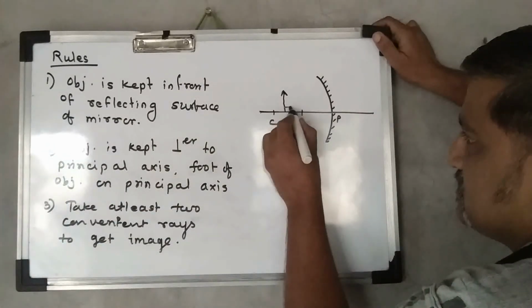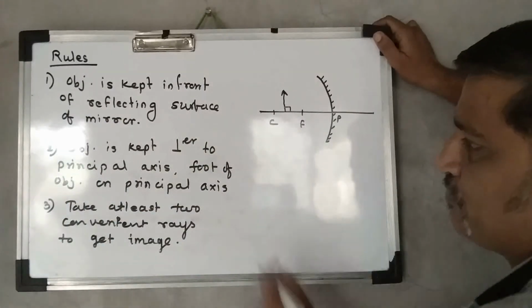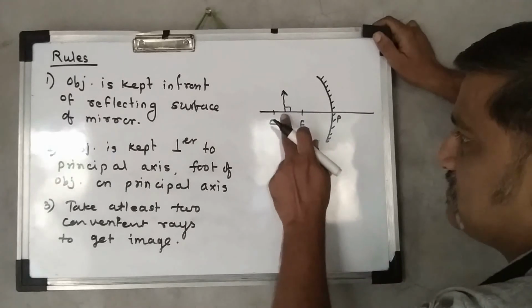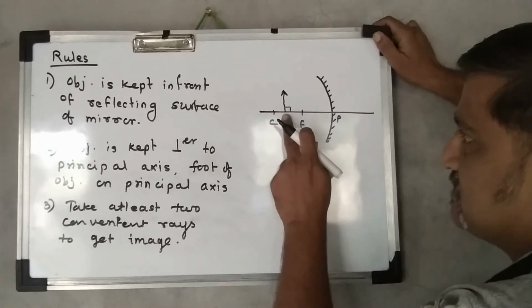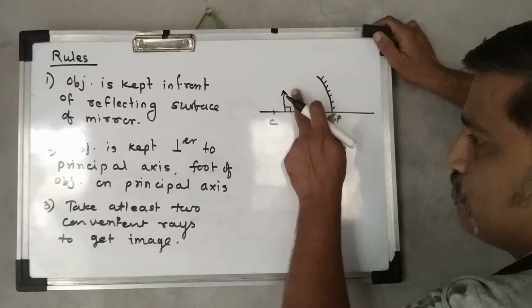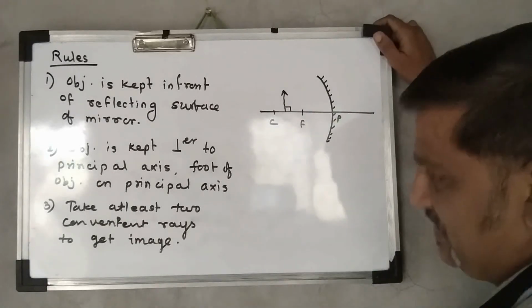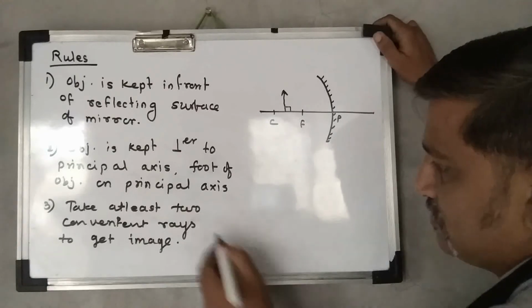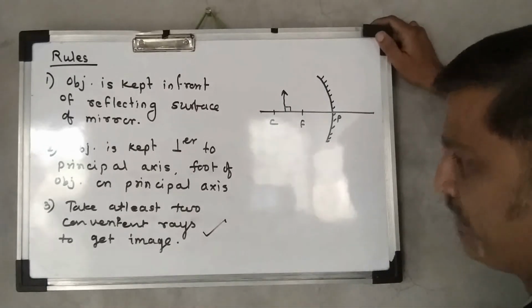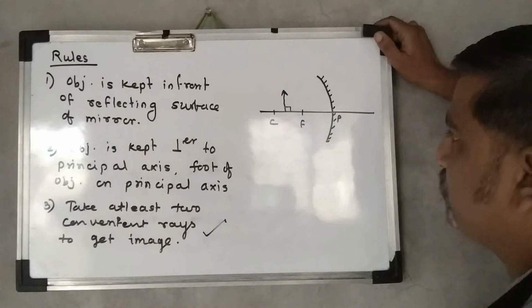Second is the object is kept perpendicular. You can see here, the object is perpendicular to the principal axis, where the foot is over here on the principal axis and the head you can show by an arrow. Okay, and take at least two convenient rays to get the image. This is the third point, the third rule we should be following.